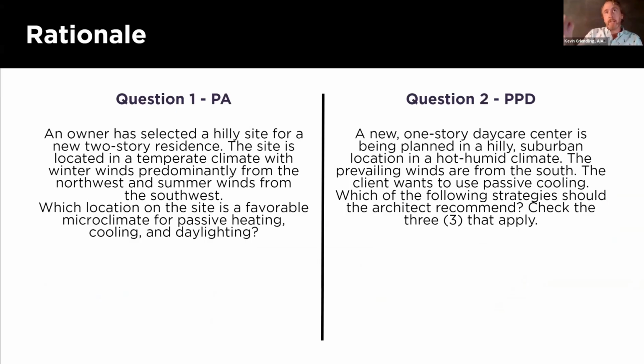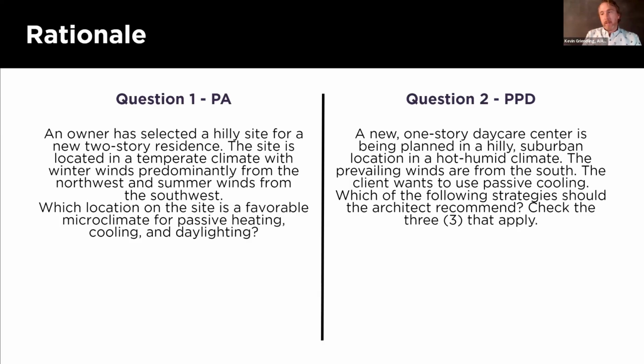In probably the first iteration of the ARE 5.0 handbook, they had these two sample questions as examples for programming and analysis and project planning and design. The first question for programming and analysis states, an owner has selected a hilly site for a new two-story residence. The site is located in a temperate climate with winter winds predominantly from the northwest and summer winds from the southwest. Which location on the site is a favorable microclimate for passive heating, cooling, and daylighting?